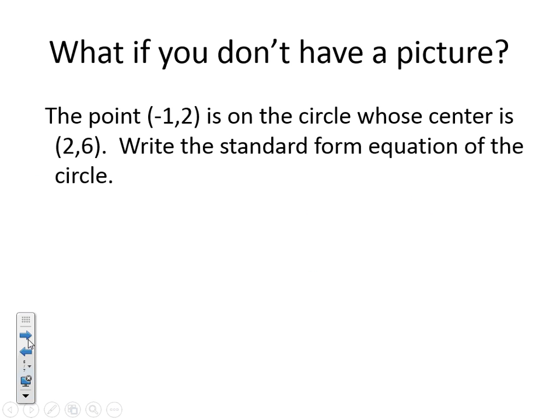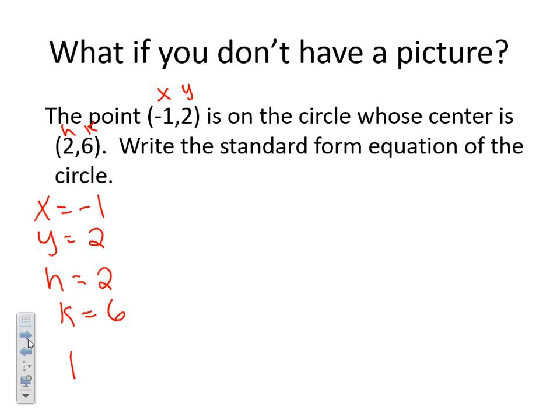All right, moving on to our next example. Here we go. Now, what if we don't have a picture and you're given this? I give you a point, which is (-1, 2), on the circle whose center is (2, 6). So here I have x and y and h and k. I'm going to write all this out. x equals -1, y equals 2, h equals 2, and k equals 6. What I need to know that I don't know is my radius.